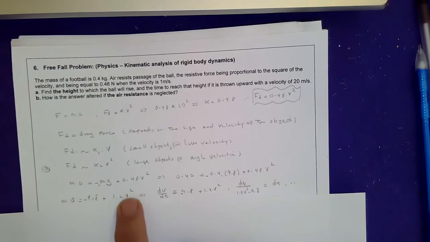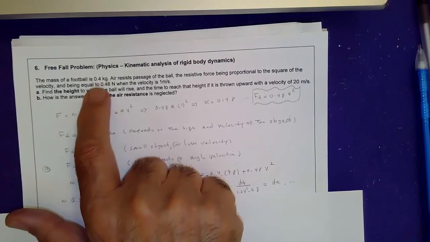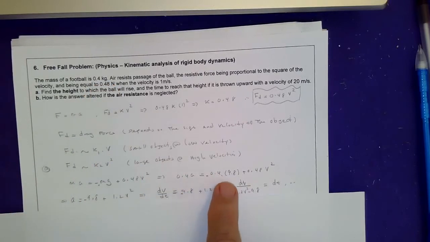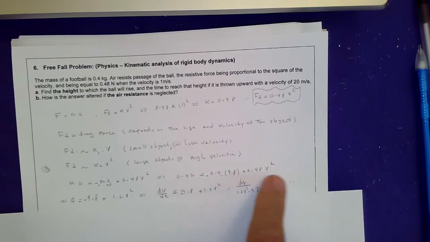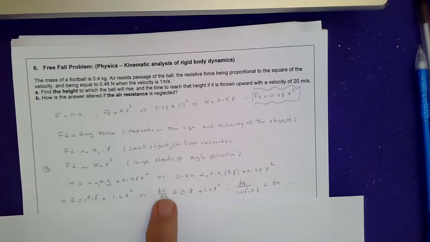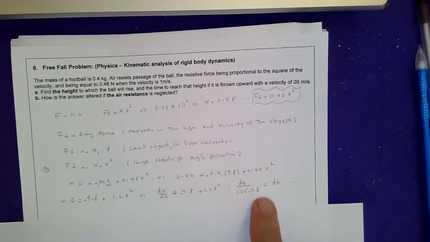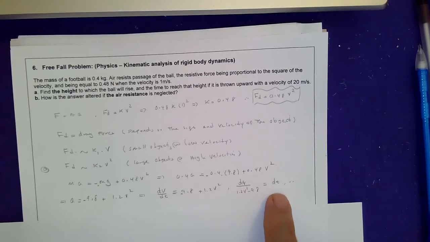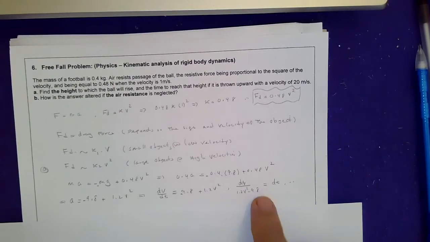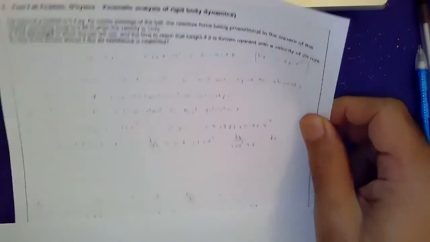So if you remember, the mass was given as 0.4 kilogram. So replace m's with 0.4. Divide both sides by 0.4, you get this. But keep in mind, acceleration is dv dt. And now separate the variables. You have this crazy differential equation where you have to use trig substitution, and I'm not going to do that. It takes forever, and eventually you get the answer.